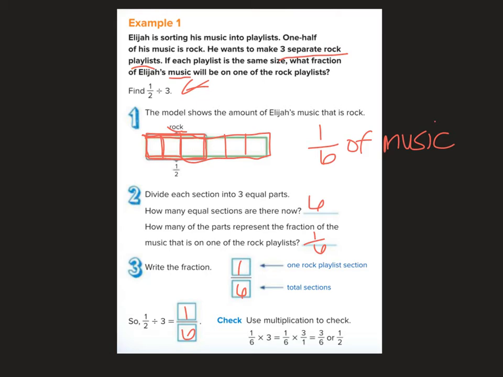Use multiplication to check. So I could do 1/6 times 3. And so then that would be 1/6 times 3 over 1. I'd get 3/6 or 1/2. Checks out.